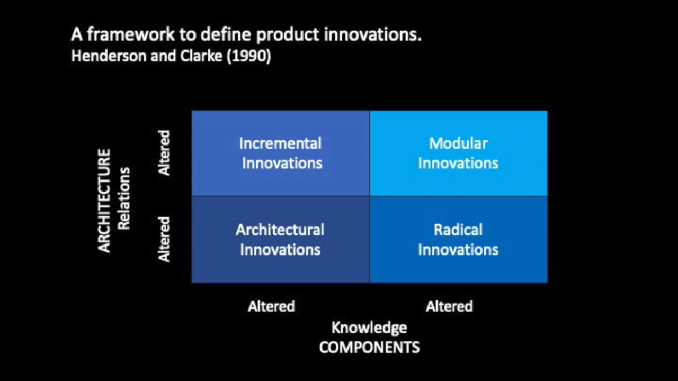Henderson and Clark, the famous 2x2 academic framework. Well, again, they've looked at architecture and components, which I've just drawn attention to. And you can say that you can get incremental, architectural, modular and radical innovations, depending upon the extent to which the innovation comes from the architecture, the way that things are built and put together, or from the knowledge.